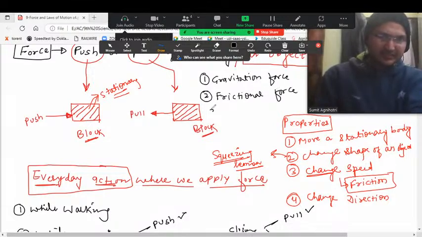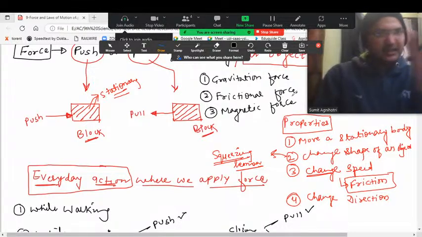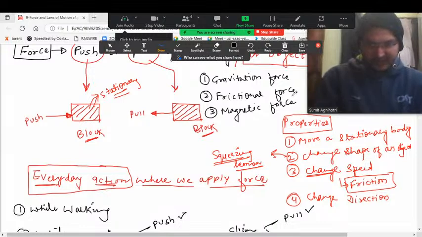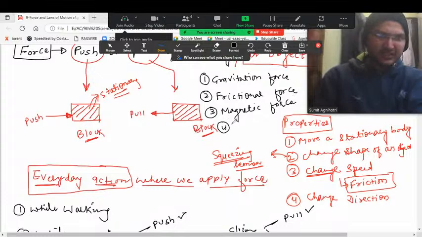And what else? Magnetic force may be there. Yeah, the main applied force may be there, exactly. What else? Then applied force is there. Buoyant force is there. When do you consider buoyant force? What is buoyant force?